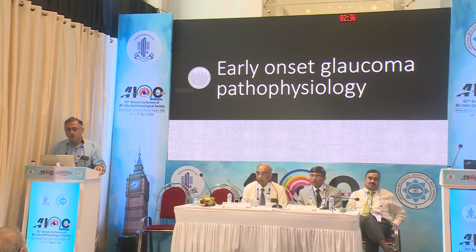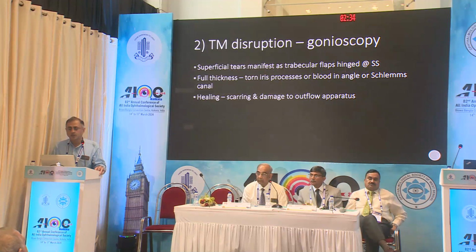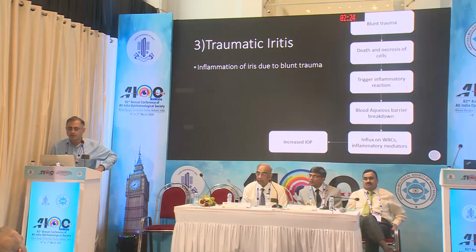Well, what are the other causes of an early onset glaucoma? They could be because of a trabecular meshwork disruption. This can be seen on gonioscopy. When this heals, it causes scarring and damage of the outflow apparatus.